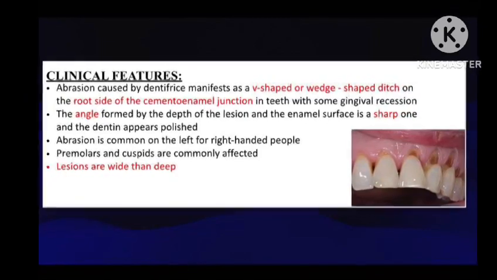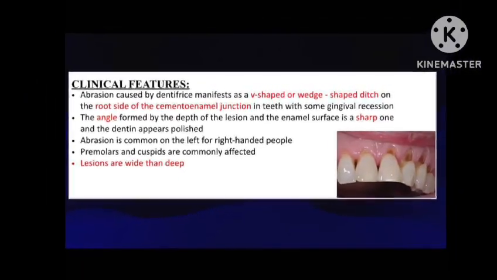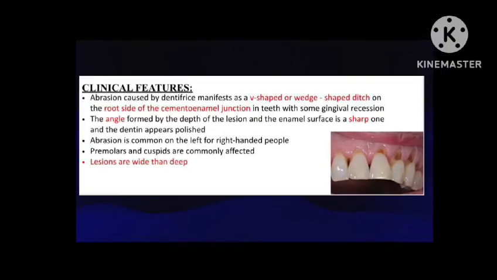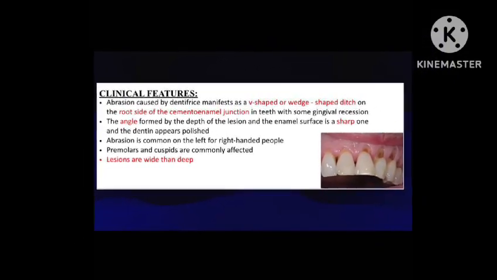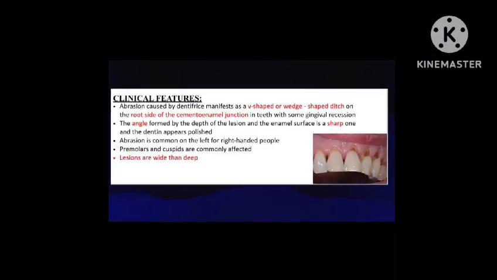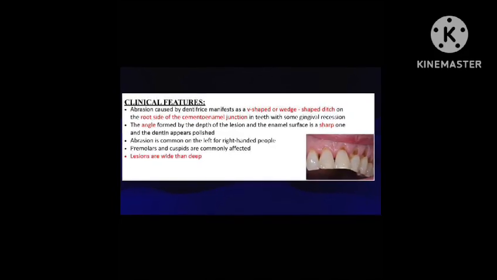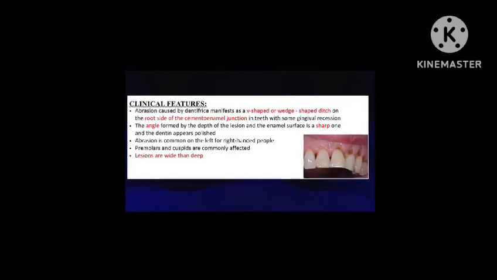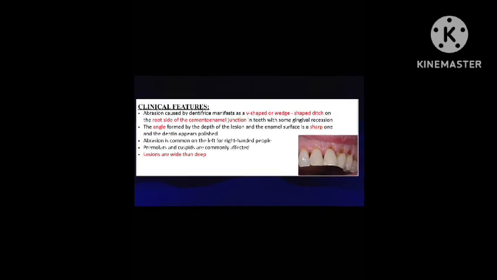Clinical features: it causes a V-shaped or wedge-shaped ditch on the root side of the cemento-enamel junction. The angle formed by the depth of the lesion and the enamel surface is sharp. Lesions are wider than deep. Premolars and cuspids are commonly affected. Abrasion most commonly affects the left side for right-handed people; that is, the side opposite to the dominant hand is affected.